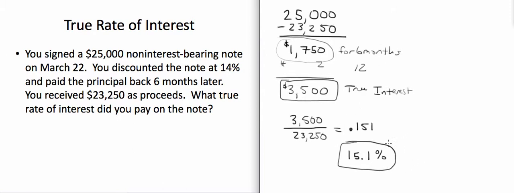Okay, so figuring out true rate of interest, find it for 12 months based off of taking the amount that you signed for minus the proceeds. So this could be times a 2, times a 3, could be times a 4, depending on how many months you took it out for. Once you get that true interest, divide it by your proceeds, and you get your interest rate.